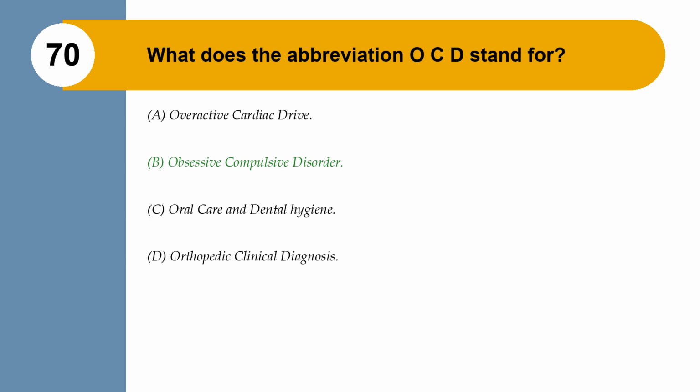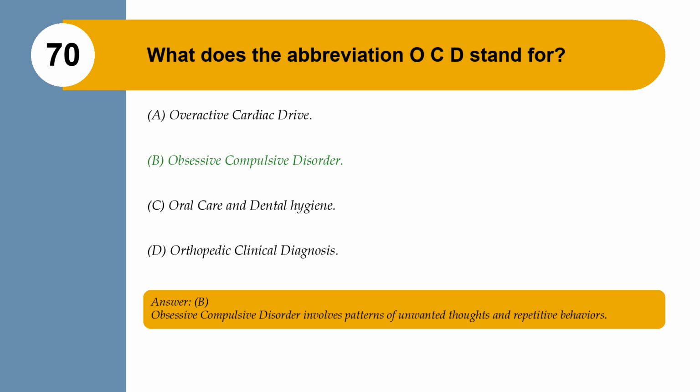The correct answer is option B. Obsessive-compulsive disorder. Explanation: Obsessive-compulsive disorder involves patterns of unwanted thoughts and repetitive behaviors.